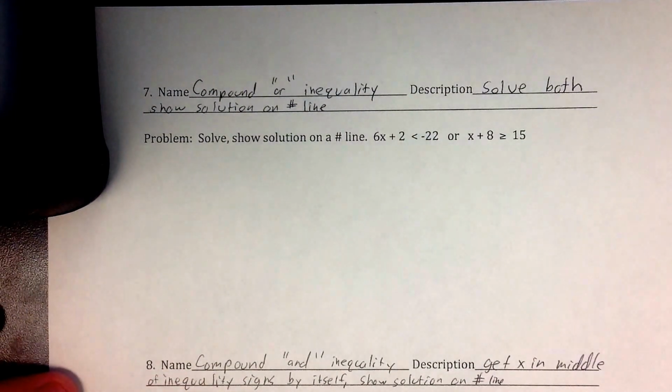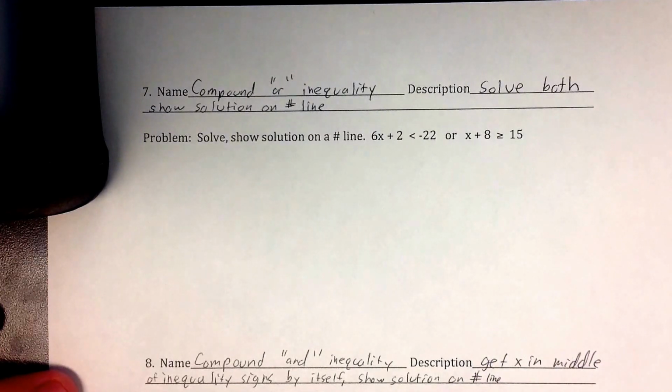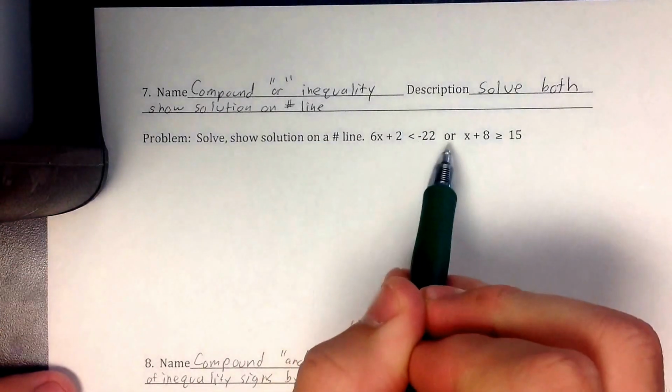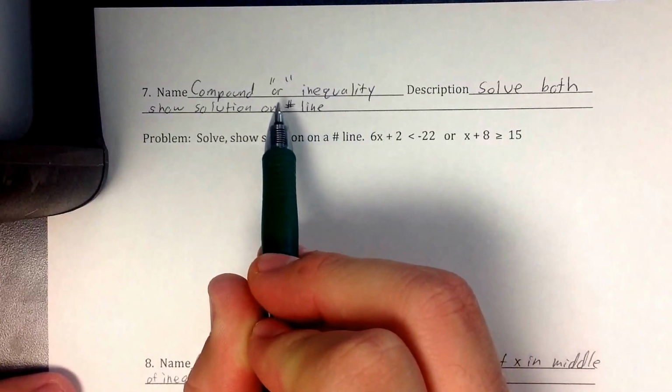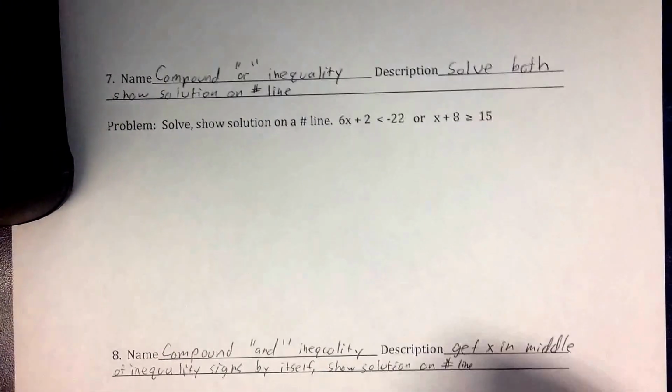Okay, number 7 says solve, show the solution on a number line: 6x plus 2 is less than negative 22 or x plus 8 is greater than or equal to 15. So it's a compound inequality because it has two inequality signs, but it's got "or" in between, so it's a compound or inequality. Our description is we want to solve both and then show the solution on a number line.